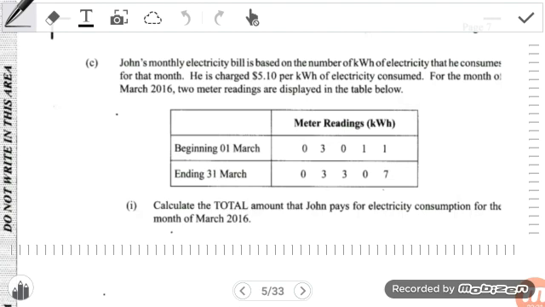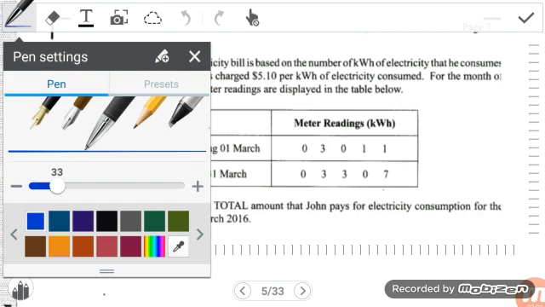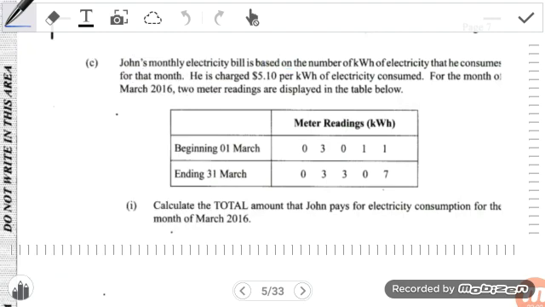Okay, so the table is saying that at the beginning of March, the meter reading was 03011, and at the end of March, the meter reading was 03307. All right, okay, so not a bad deal. We should be able to understand this. By looking at this question right away, I pick up that one of the most important concepts here is to make sure that we remember this here. This price is going to come in handy.